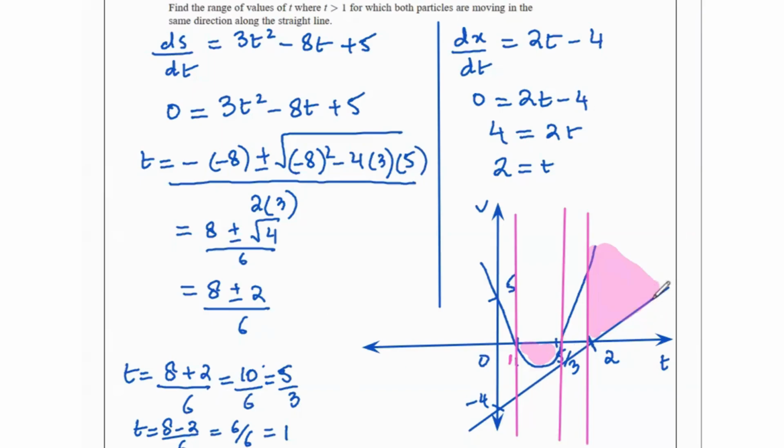Next is t equals 2. And over here at t equals 2, as we're increasing the t values, both the graphs are going in the same direction. They're also increasing, which means for the answer, it's t greater than 2 and t is less than 5 over 3, but greater than 1. This is your final answer. So in this case, your velocity function helps in determining whether they're going in the same direction or not.